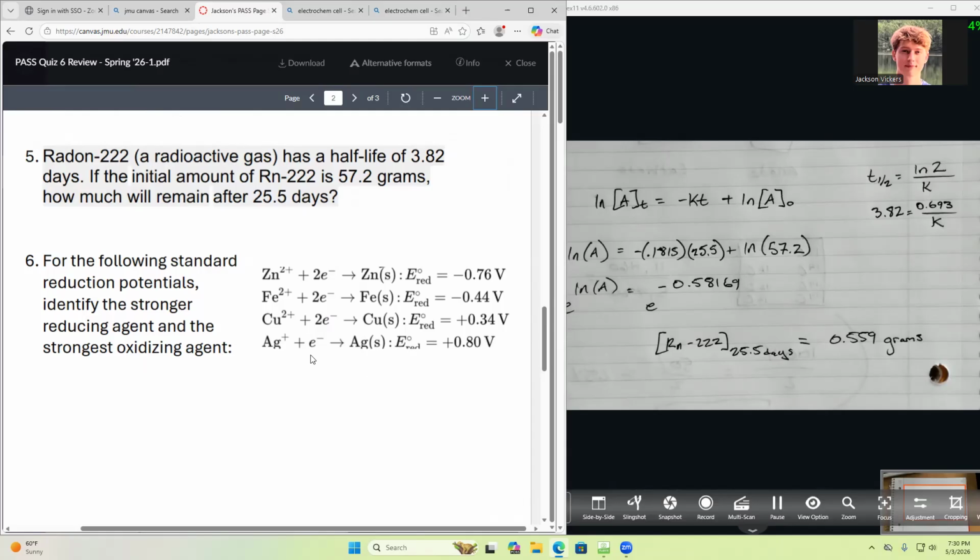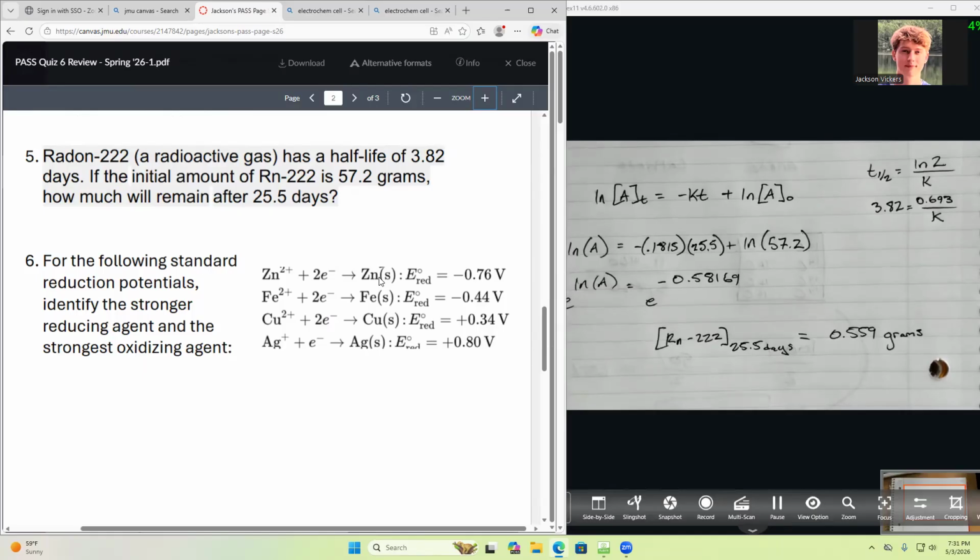So if I were to ask you point blank, what is the best thing here at being reduced, which one would we say? The last one, the most positive one. So that's silver plus going to form silver solid. So we could also say that the thing that would be best at being oxidized would be the zinc 2 plus and zinc. And if it was oxidized, we know we'd flip it and it would actually be zinc solid going to form zinc 2 plus. So we have that out of the way. Yep. So yeah, you got it.